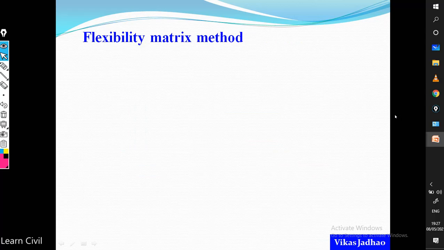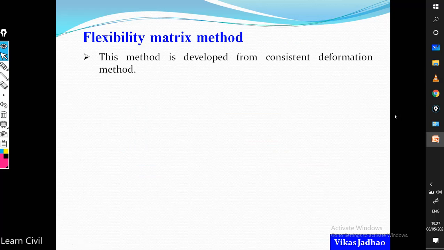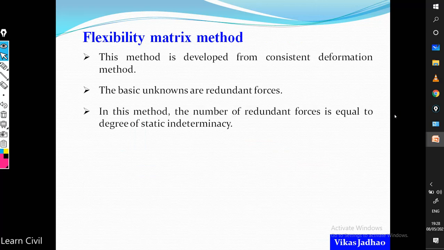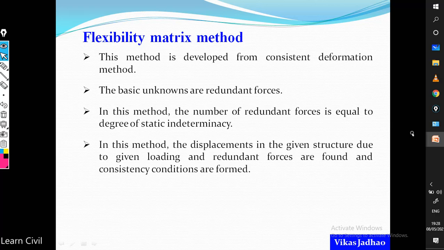Flexibility matrix method. The systematic development of the consistent deformation method in matrix form has led to the flexibility matrix method. In this method, the basic unknowns are redundant forces, and hence the analyst has to first identify the basic determinate structure and thereby identify the redundant forces. In this particular method, the total number of redundant forces is equal to the degree of static indeterminacy.